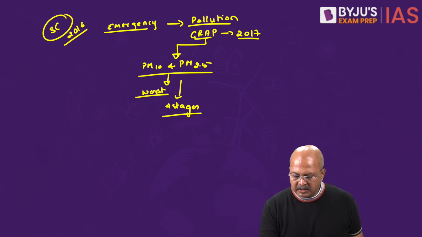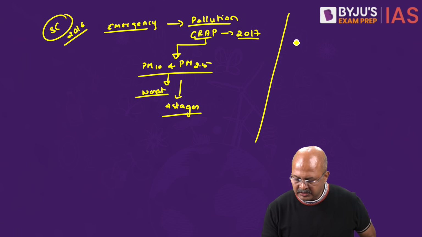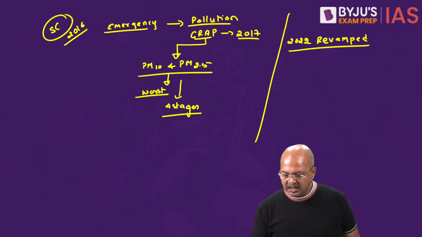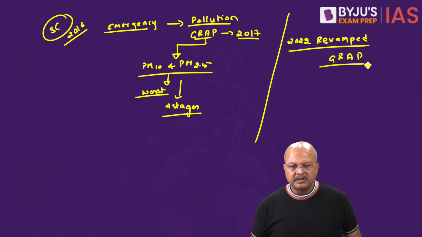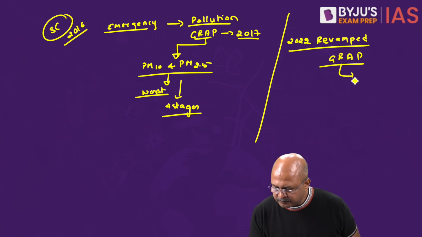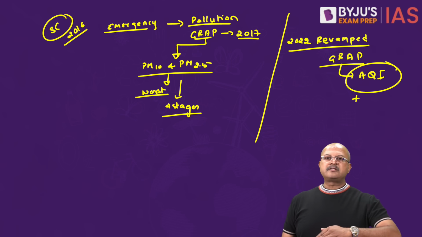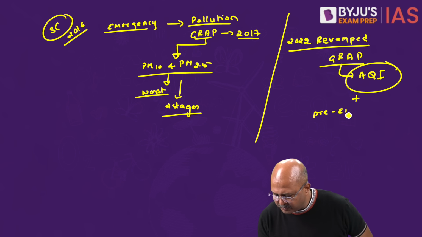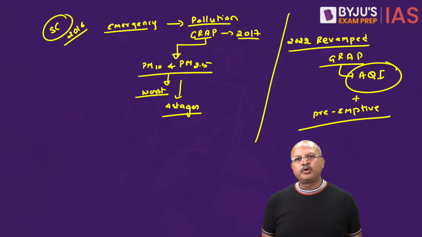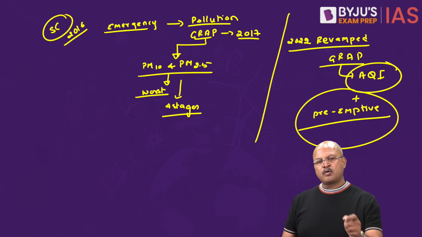Right. Now, in the year 2022, they found that we have to make some changes, and hence it was revamped. After that, this graded response action plan is based on air quality index, not PM10 and PM2.5. Apart from that, it is referred to as preemptive. It means that it can be applied in advance when they find the conditions are going to become worst. So these are the two statements associated with the graded response action plan.